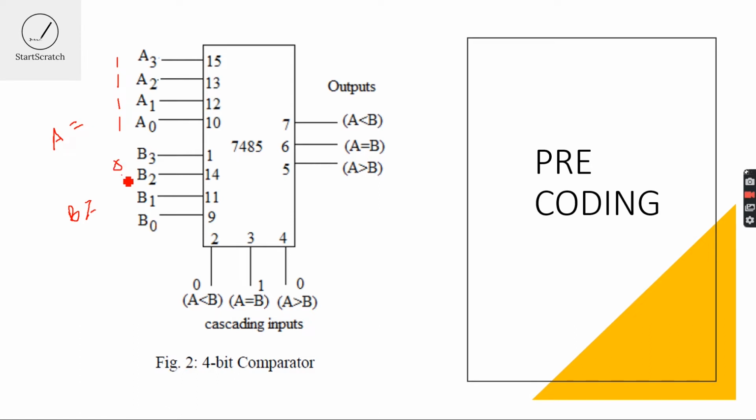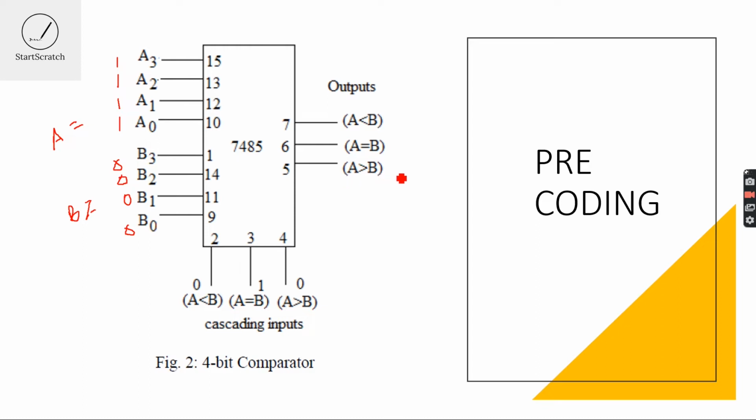0 0 0 0. Let us take an example. So the hexadecimal value of this is 0 and this is 7, so A is greater than B. So finally the output will be this one, A is greater than B.